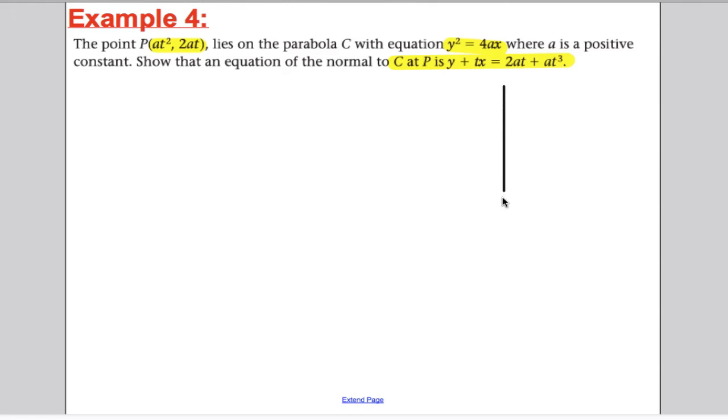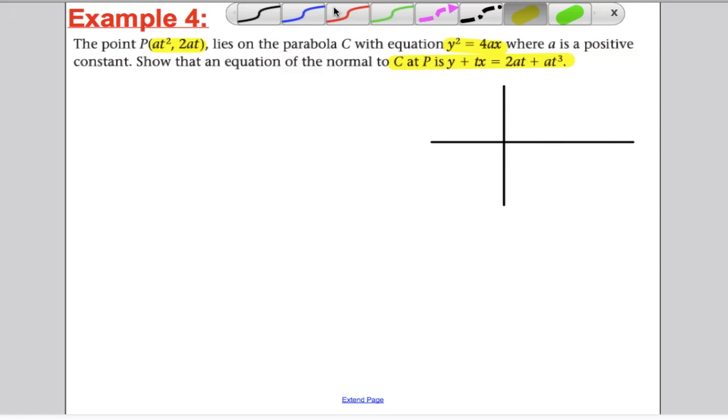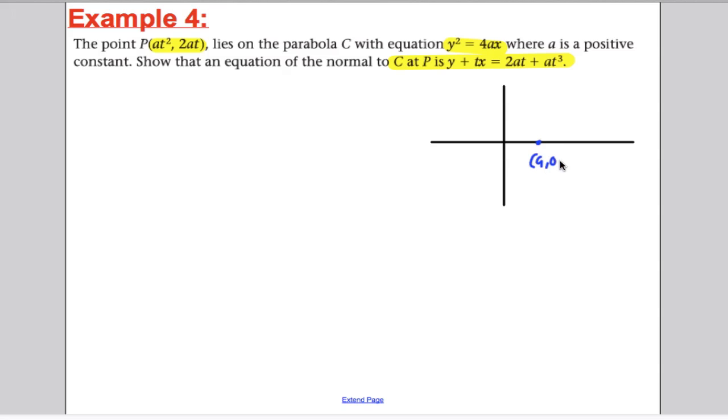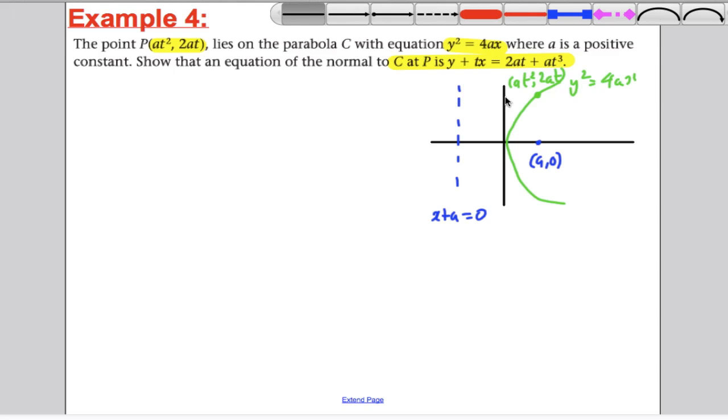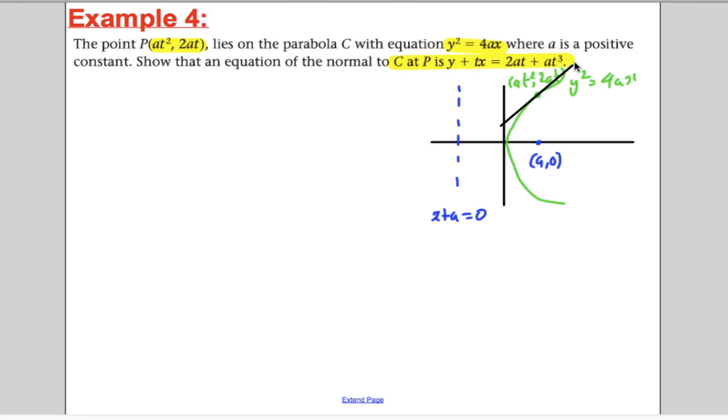A little sketch, just as always, to see what's going on. This is the point A, 0. This is the line x plus a equals 0. The curve looks something like this. Okay, the curve is y squared is 4ax, and P is the point at squared, 2at. It's some point on the curve. It could be up there, it could be down there. They want to ask you what is the equation of the normal at P. So you'd have to work out the tangent, and then you want to work out the normal at P.